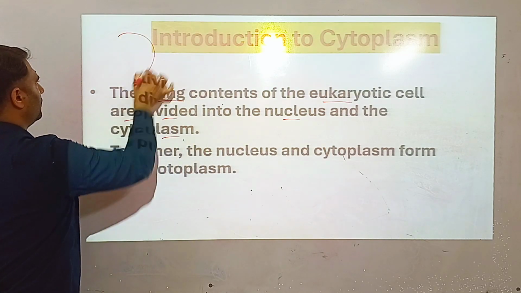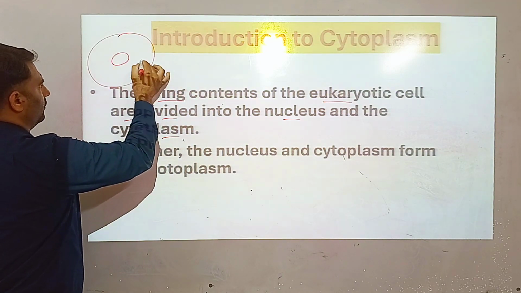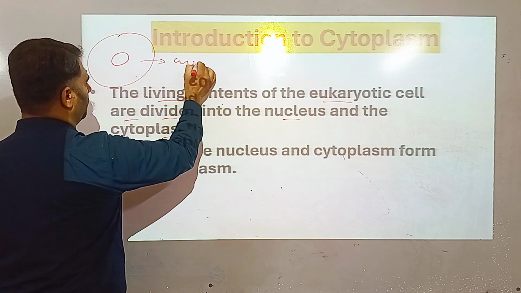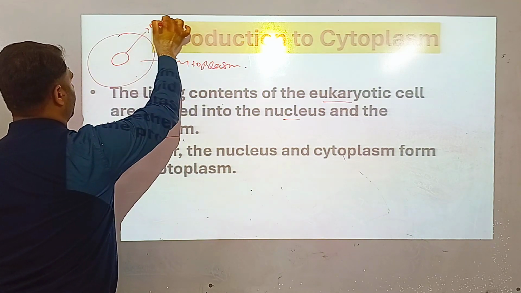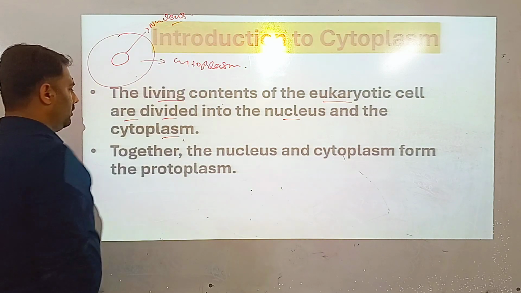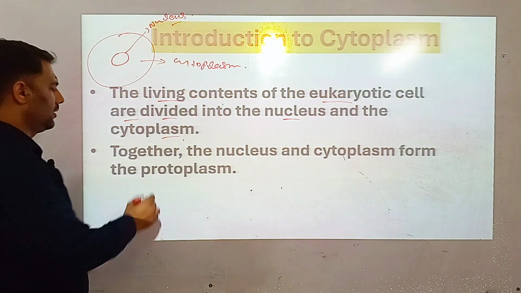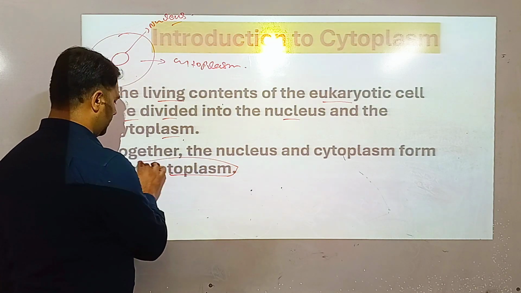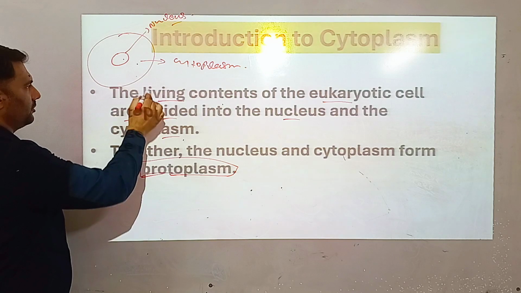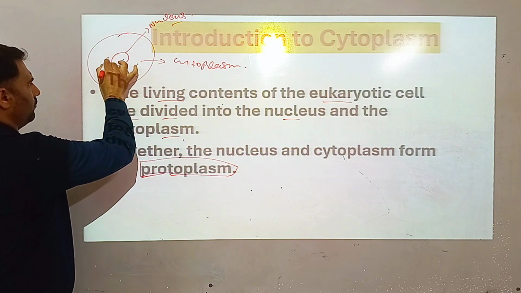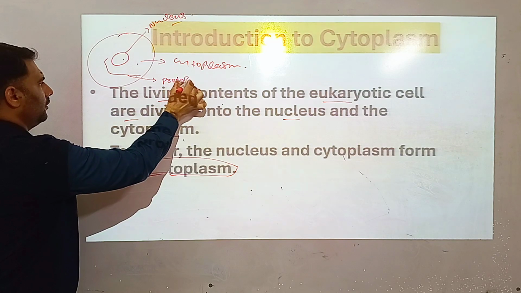For example, this is a cell and there are two regions present: cytoplasm and the second is nucleus. So together the nucleus and cytoplasm form the protoplasm. This term is very important. The cytoplasm and nucleus, these two regions, are collectively known as protoplasm.